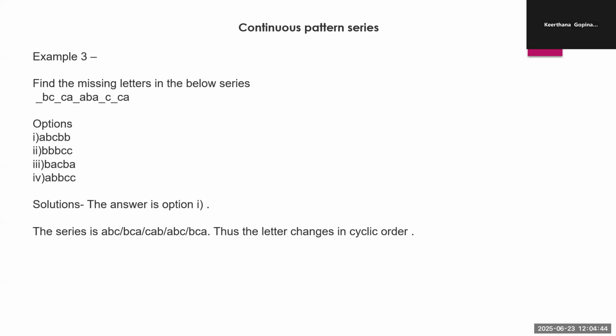Now again, look at this. The series is ABC, BCA, CAB. So the first is ABC, then B comes to the front and it is BCA, then C comes to the front and it is CAB. Like that, the letters change progressively in cyclical order.